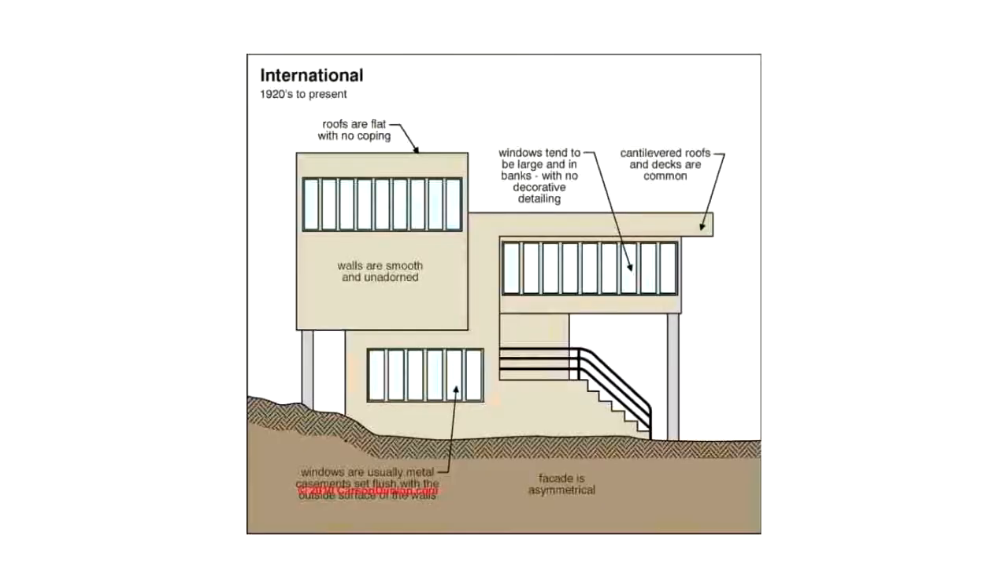And then this last style that I have on here is called the International style. And that started in the 1920s. People consider it modernist. The roofs are flat. You're not seeing any coping or overhanging, so you're just seeing this flat top. The windows tend to be large and banked together like they are in the prairie houses. The windows are usually metal. There was an architect, Richard Meyer, who did a lot of houses in this style, and his were all white houses.